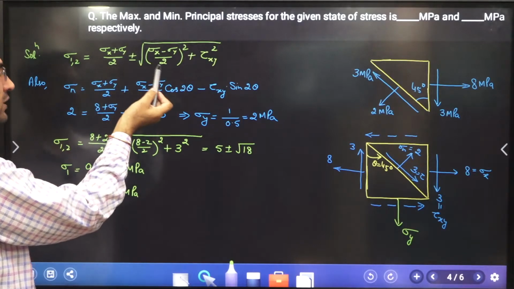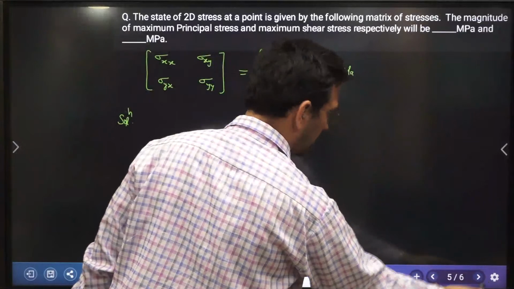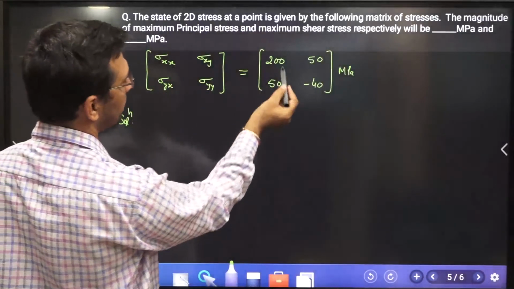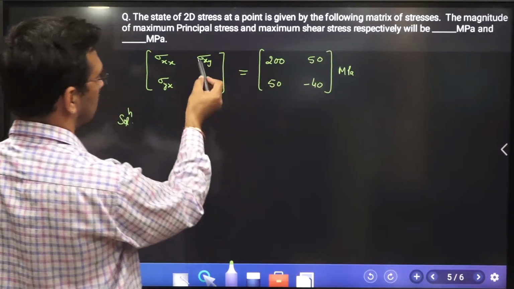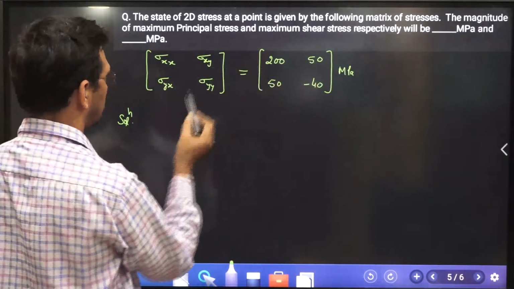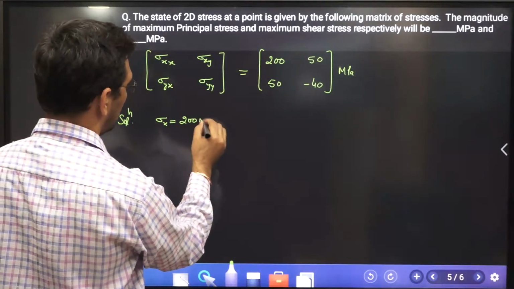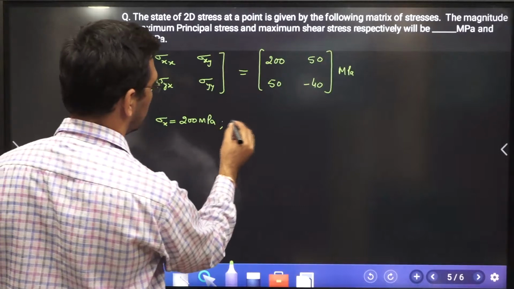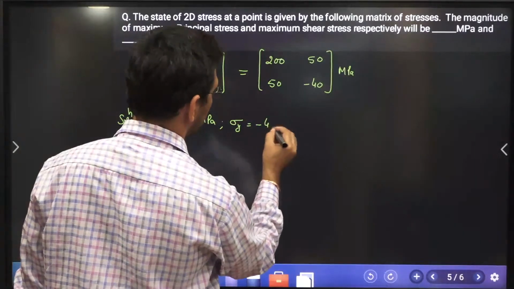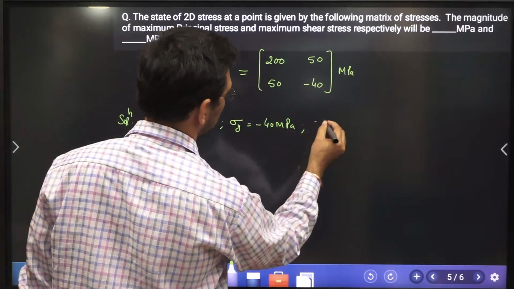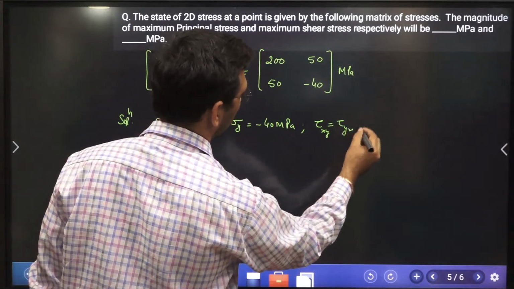And when we talk about the maximum value of shear stress, this portion is the maximum value of the shear stress for any complex state of stress. So if I ask what is sigma x, over here this is sigma x, this is sigma y, and this is the shear stress. Sigma xy equals sigma yx, so this is the shear stress. So can I say I have sigma x as 200 megapascal, sigma y as minus 40 megapascal, and what about the shear stress? You can say tau xy or tau yx, the meaning is the same. Tau yx equals 50 megapascal.